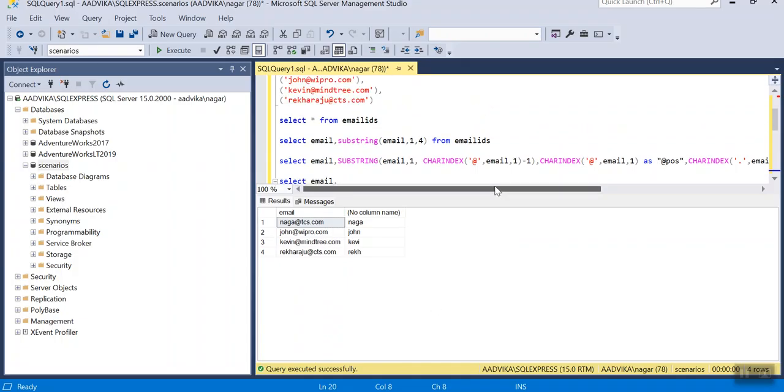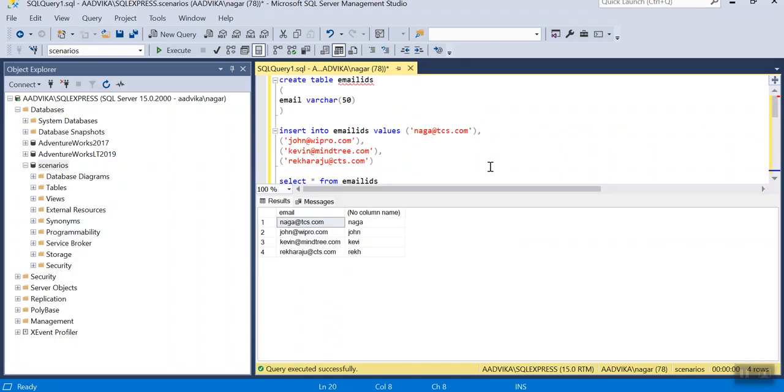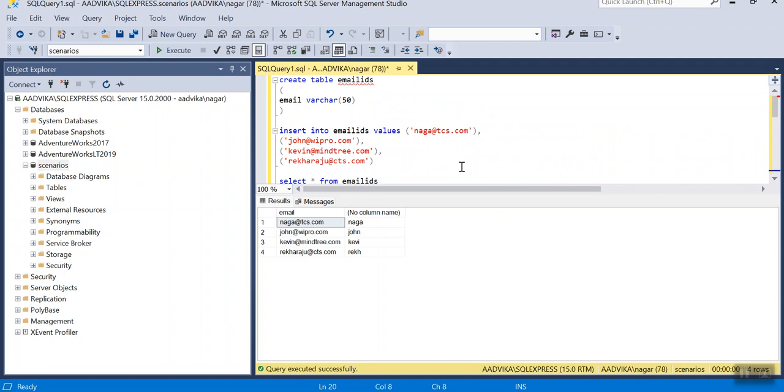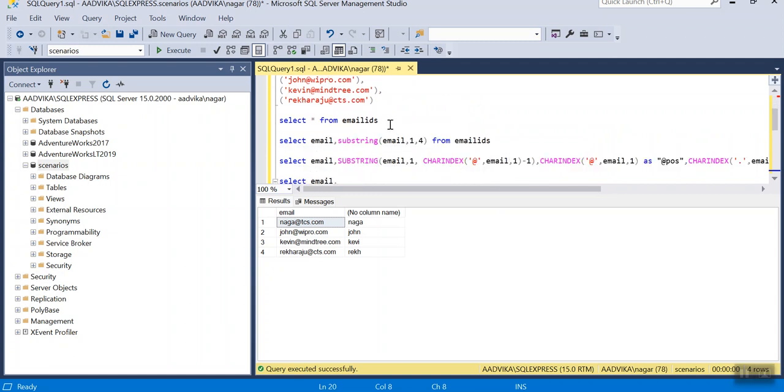So let's get into SSMS, because my first idea is to implement this in SQL Server. Let me show you what is present in this email IDs table. I have taken four email IDs, and from these I should extract the employee name and the company working.